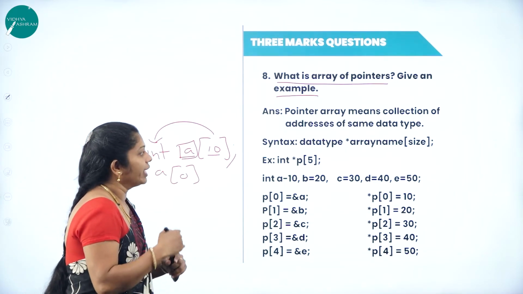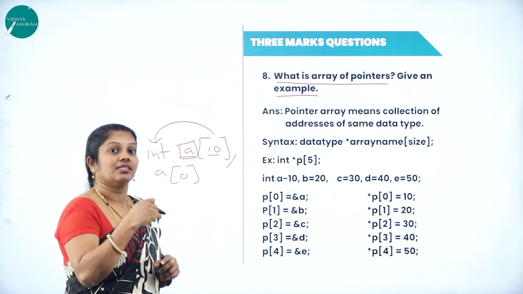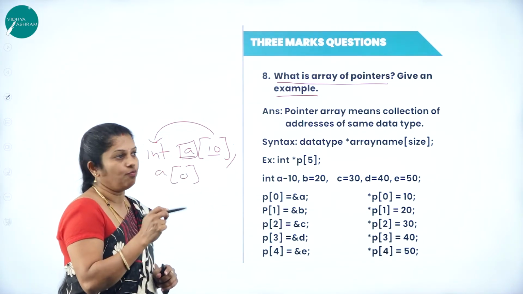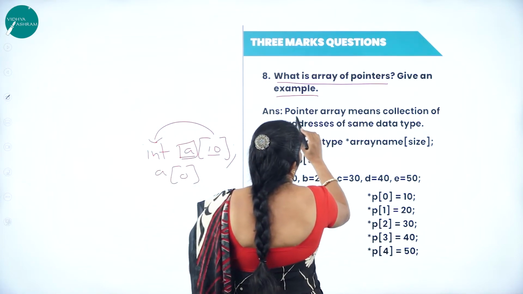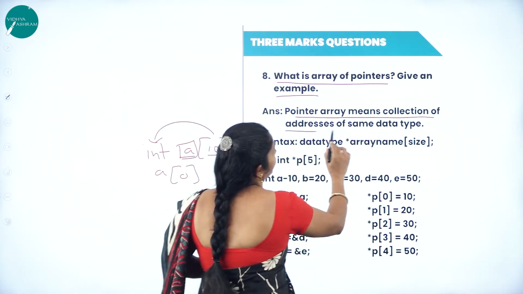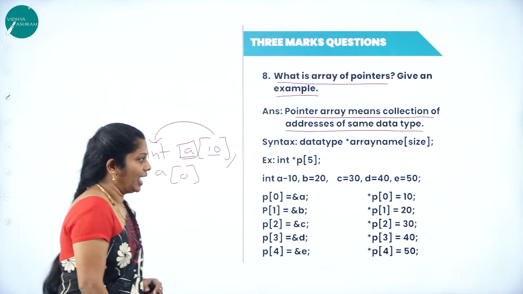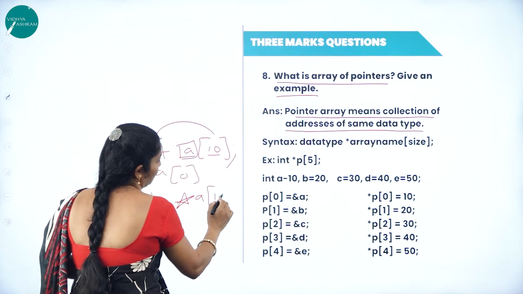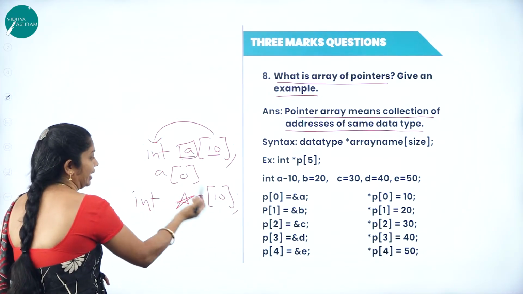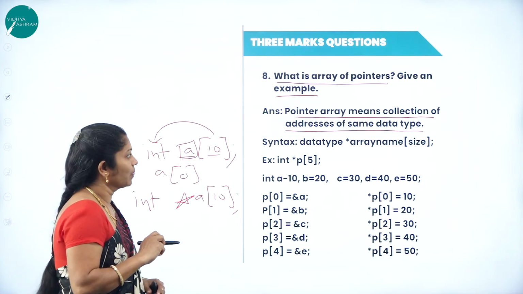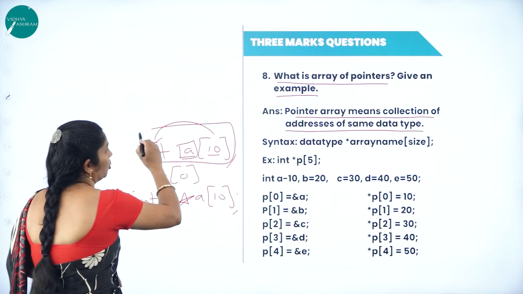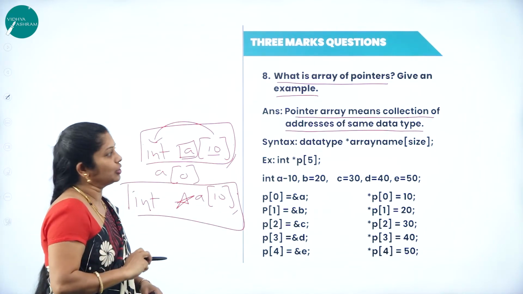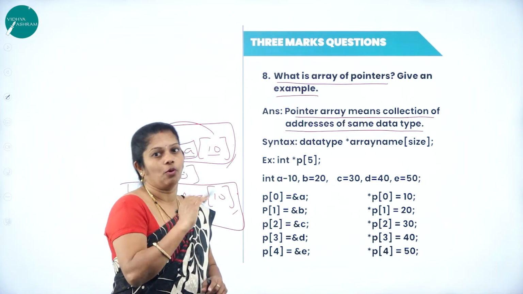But if I want, I can store a list of addresses also. That is nothing but an array of pointers. A pointer array means a collection of addresses of the same data type. For example, if I write int *a[10], then what happens? A total of 10 element addresses will be stored here. Whereas in the earlier case, it stores only the address of the first element. If I want, I can store the list of addresses also. That is, a collection of addresses is also possible.